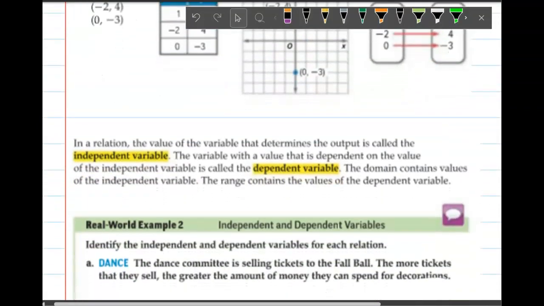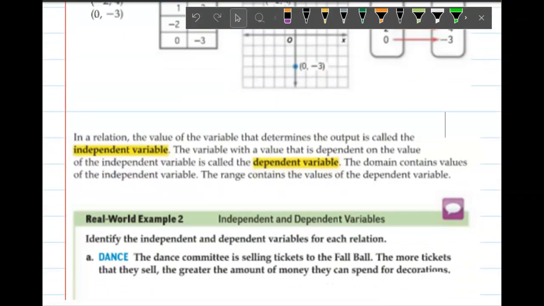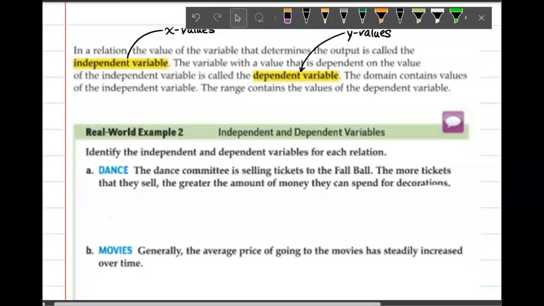When we're talking about relations, there are x values and y values. The x values are always going to be independent. These are going to be our x values. The y values are going to be dependent. And I'm going to give you a couple examples of how this works in real world problems.